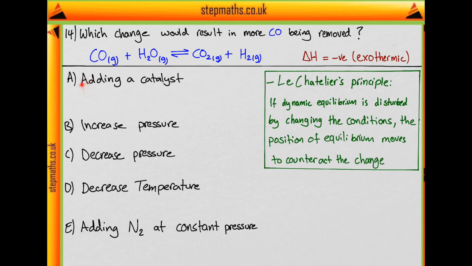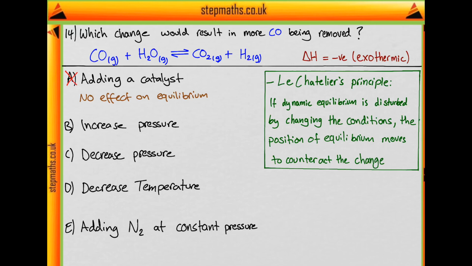So for A, adding a catalyst. We know that adding a catalyst speeds up the rate of both the forward and backward reactions. However, it has no effect on the equilibrium position, so this wouldn't result in more CO being removed.